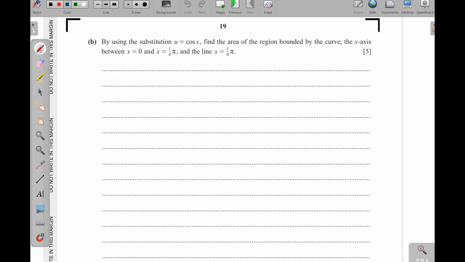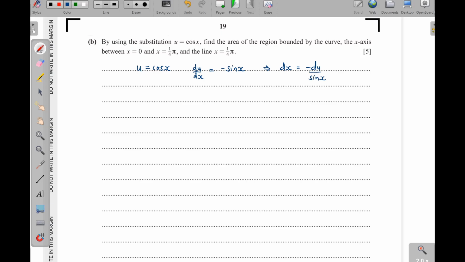Then part B, by using the substitution u is equal to cosine of x, find the area of the region bounded by the curve, the x-axis between x is equal to 0 and pi over 4, and the line also this x is equal to pi over 4. Okay, this is integration by substitution. So if u is equal to cosine of x, then that means we need to convert the dx, then we put it in terms of what? Du. So du dx is going to be equal to negative sine of x. Okay, so meaning dx shall be equal to negative du out of sine x.